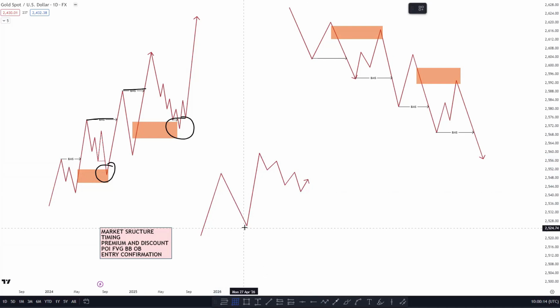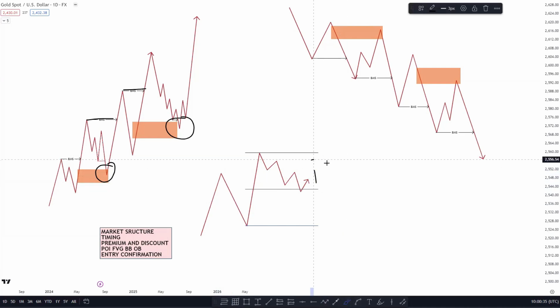Premium and discount is basically you buying something at a cheap price and selling something at an expensive price. We apply the same concept in the forex market, because you want to buy something very cheap and sell something which is very expensive. So we brought our premium and discount here. The top here is basically our premium channel, and the bottom is our discount channel. Since we are in an uptrend, we are only focused on picking trades from our discount channel. We only want to buy at a very cheap price.